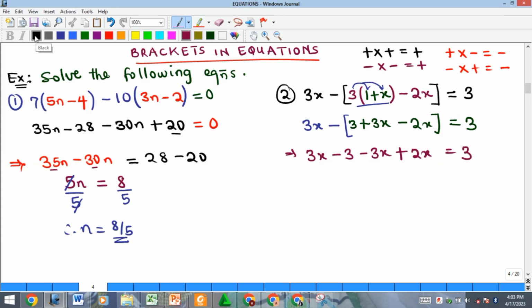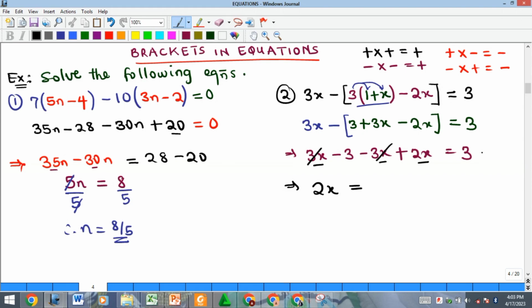Okay, and what am I going to do? Instead of collecting like terms and writing another line, I can just collect and add at the same time. So this is 3x minus 3x plus 2x. So this is going to take away this. So I will just have only 2x left.